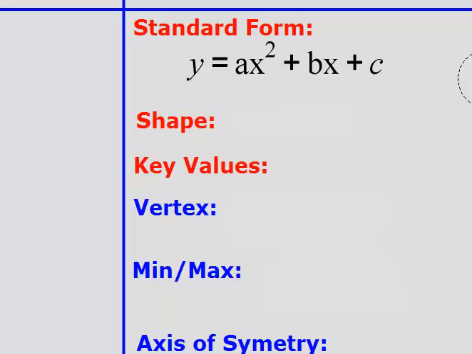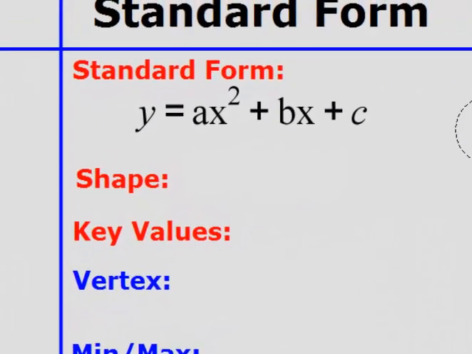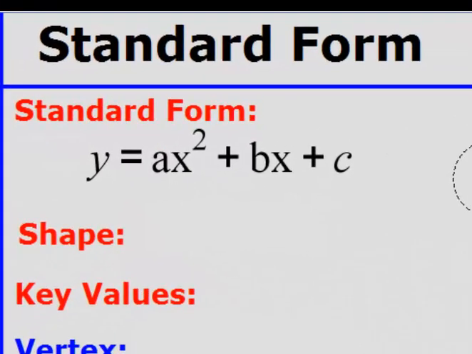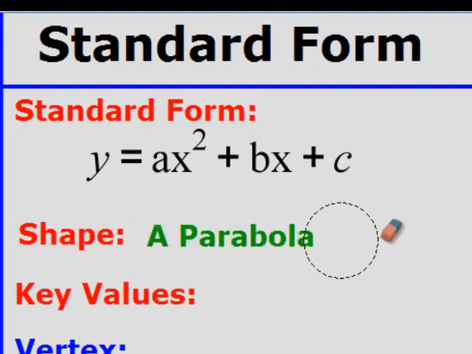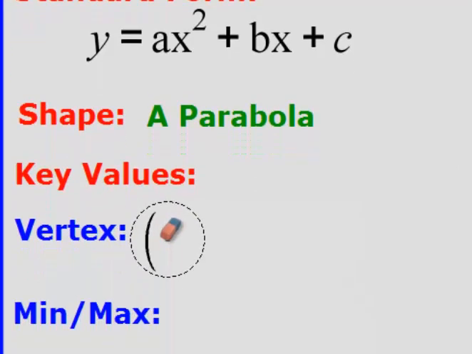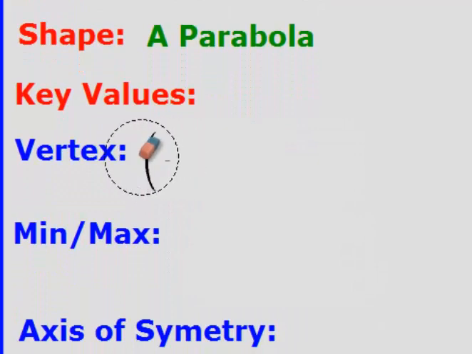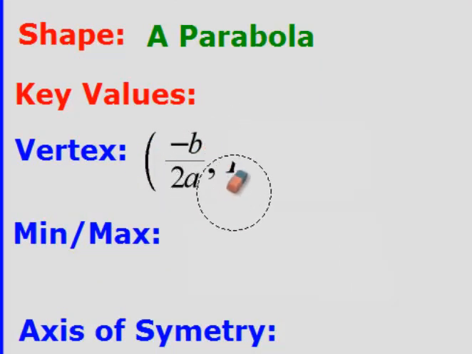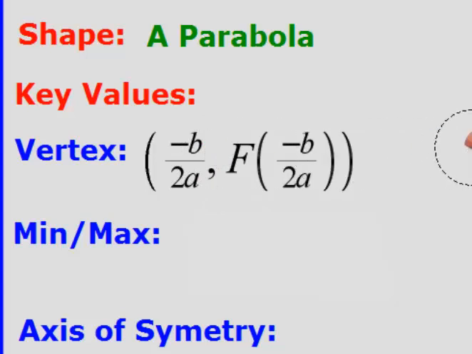What's the biggest power on x? 2. So this is a quadratic. What shape do quadratics make? A parabola. Okay, key values. How do I find the vertex in standard form? How do I find the x-coordinate of a vertex? Negative b over 2a. Once I get my x-coordinate, what do I do with it? Plug it back into the equation. Everybody all right with that, yes or no?